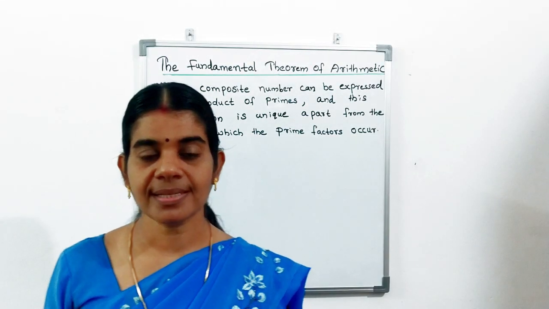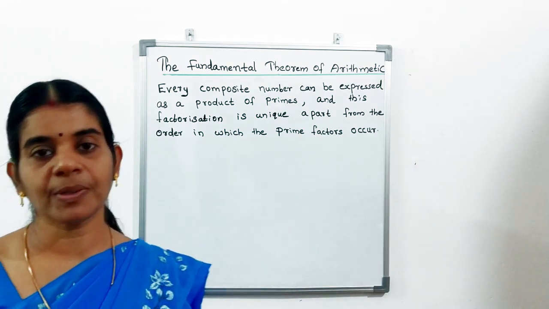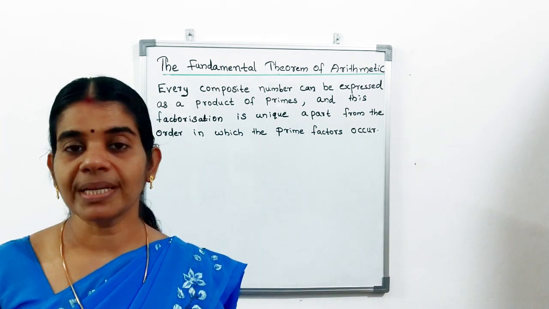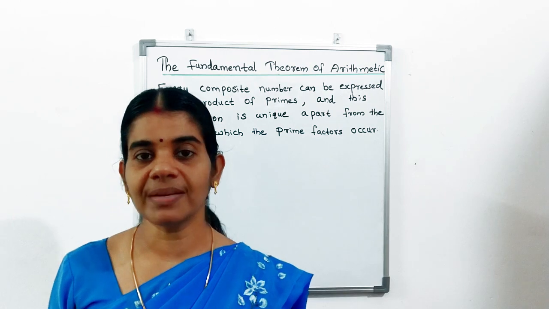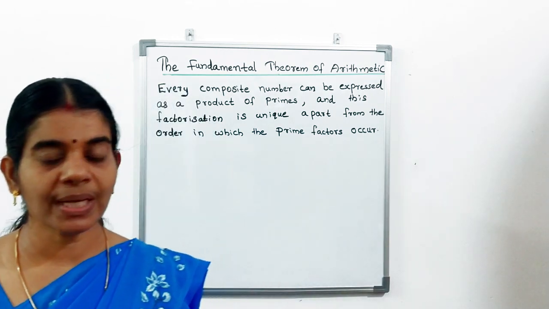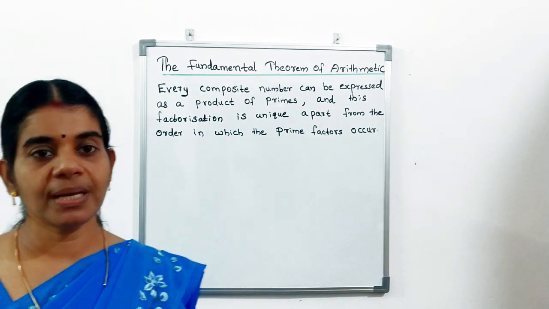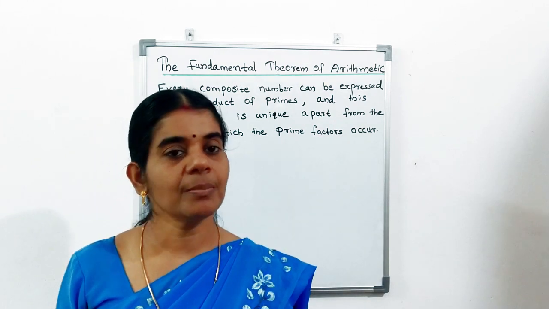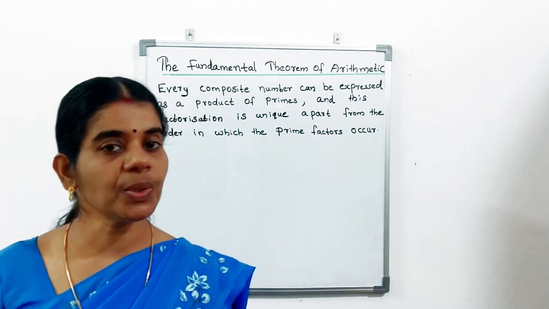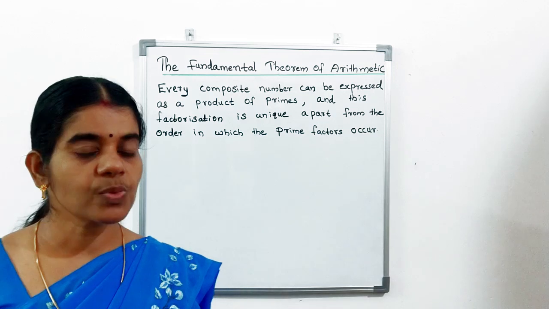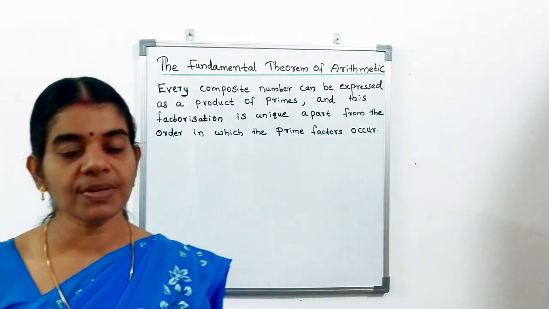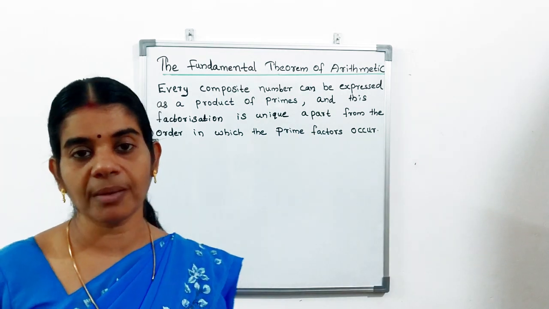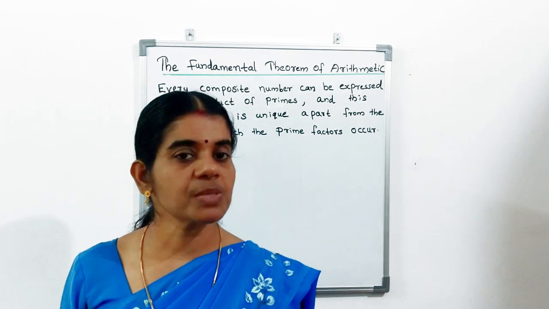Welcome to our maths class. In the previous class we discussed the Euclid division lemma and Euclid division algorithm. We are continuing. What is meant by prime numbers? Prime numbers are numbers having only two factors. The factors will be 1 and the number itself. Those numbers are known as prime numbers. The smallest prime number is 2.